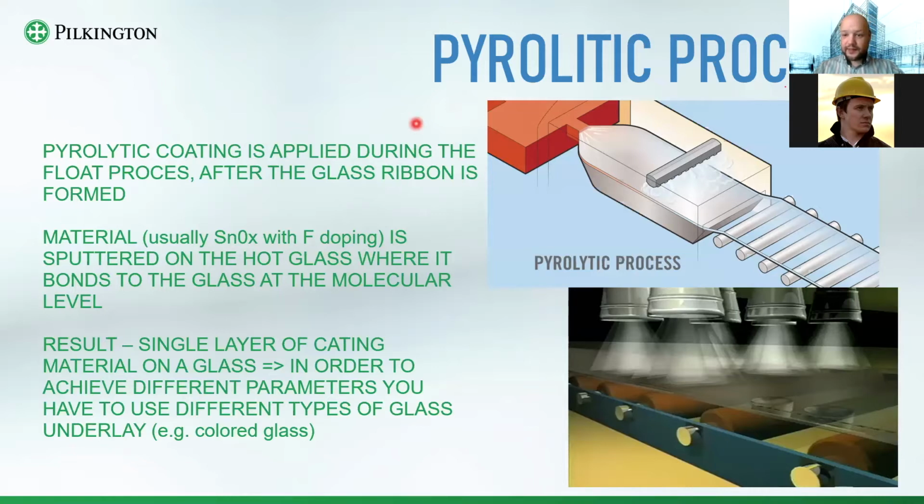In some cases, the coating device is positioned in the end of the tin bath. In some cases, it's positioned directly after the end of the tin bath, but really it matters not. The thing is that the material is sputtered on a hot glass ribbon on a float line. That is why it is sometimes called on-line coating. And the material is fused with the glass by a very hard bond because of the very high temperature.